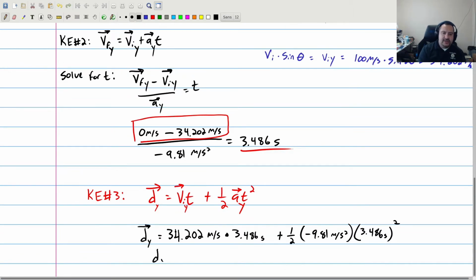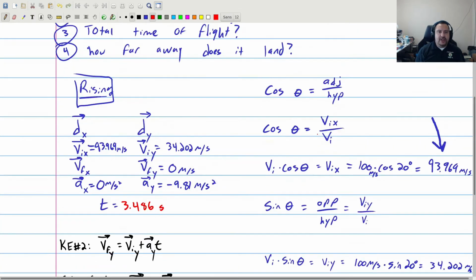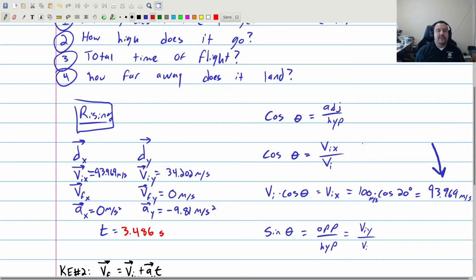When I do this, dy is equal to 59.621 meters. If you didn't get that answer, check 2 things. The first thing to check is to make sure, did you use that squared? The second is, is that negative? Those are the 2 most common mistakes. So 59.621 meters. Now that I have the displacement in the y direction, I can start thinking about the other pieces.